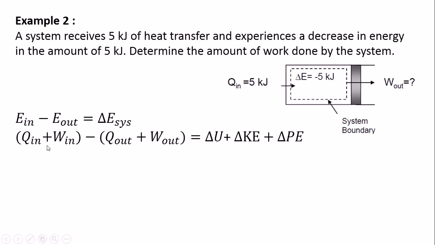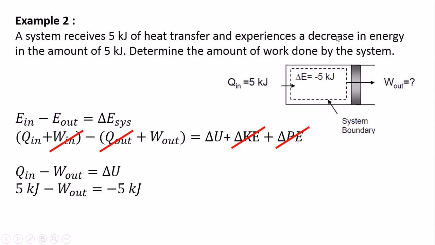Cancel out the terms that are not applicable in this question, and that leaves you 3 variables. The delta U is already given, which is -5 because it says decrease. Now we do some mathematics and get W out, which is 10 kilojoules. Isn't this hard? Not at all.